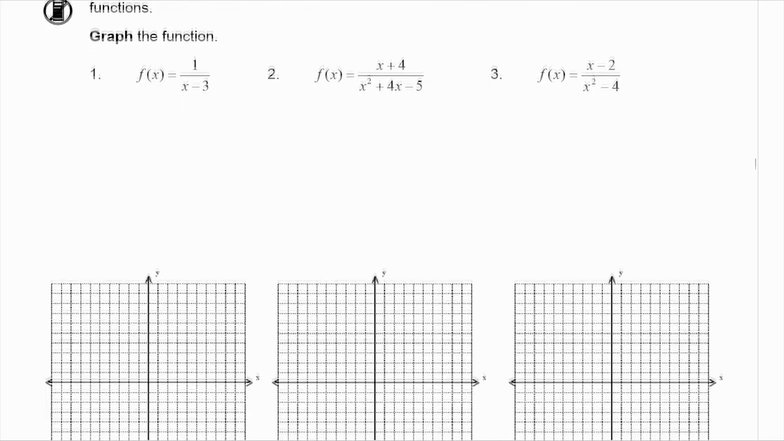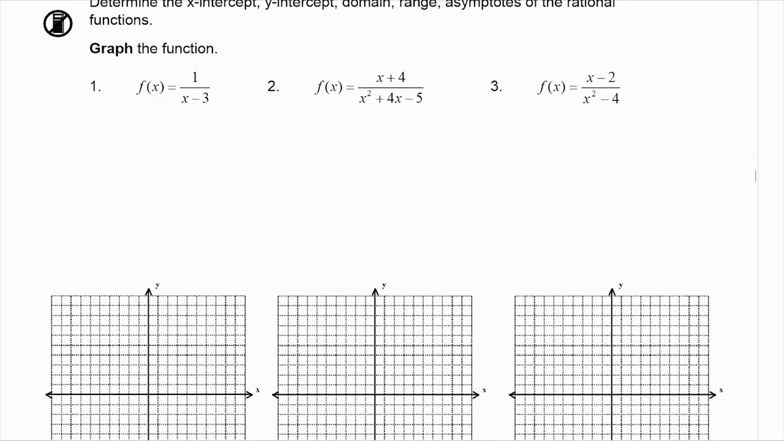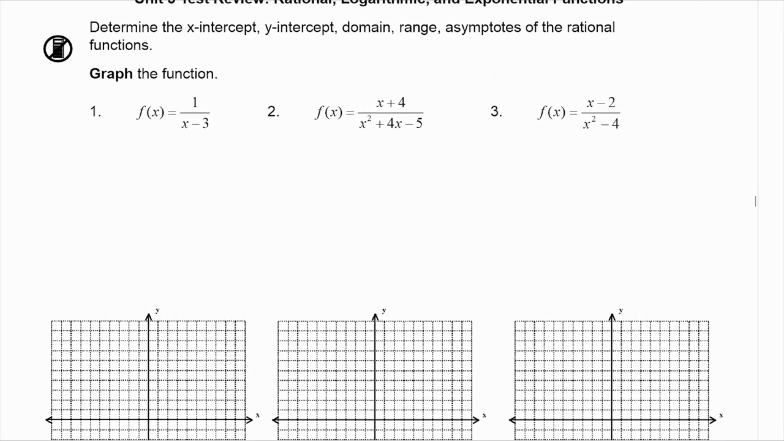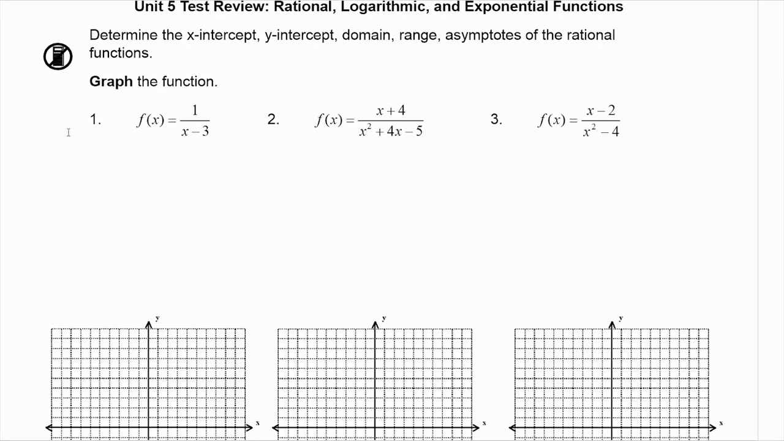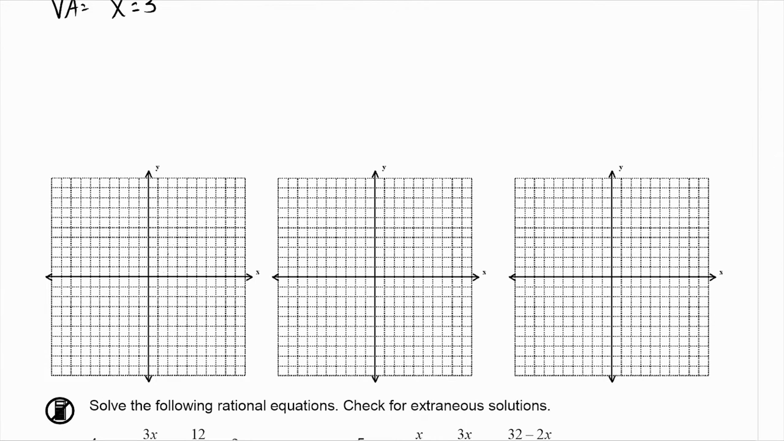This might seem a little confusing to start off with, but I'm going to start you off with a couple of easy tips. For the first part, I can take a look at the denominator right here. It's x minus 3. So I can say that the vertical asymptote is going to be equal to, you set that whole thing equal to 0 at the bottom, so x is going to be equal to 3. Then I can go over to my graph, and at x equals 3, I can make a dotted line.